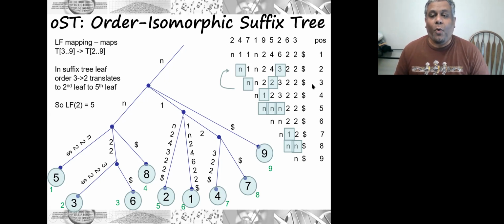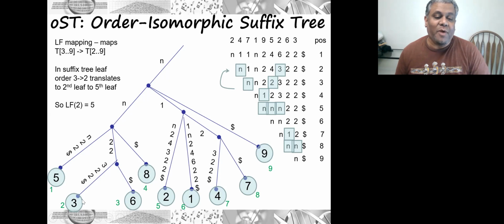But now where is 3 here? So 3 is here, right? Number 3 is in this circle, and number 2 is in this circle. Okay, so then LF mapping basically maps this leaf to this leaf.